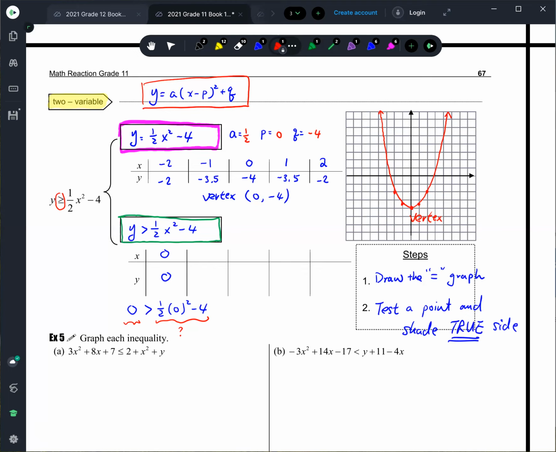So if (0, 0) is true, then you shade the area that has (0, 0), okay? If (0, 0) is false, then you shade the other area, because it divides into 2 areas. One is the inside, one is the outside. Number 1, number 2. Okay, if you already finished shading, please raise your hand.